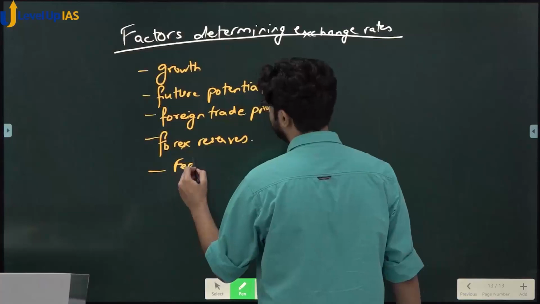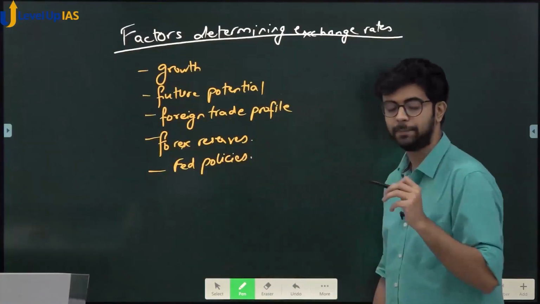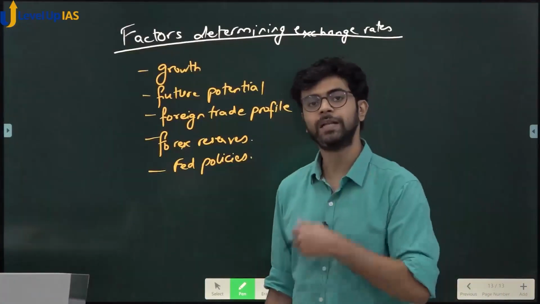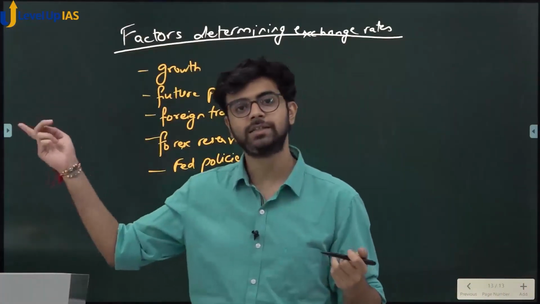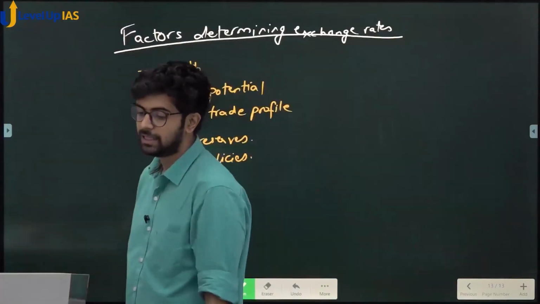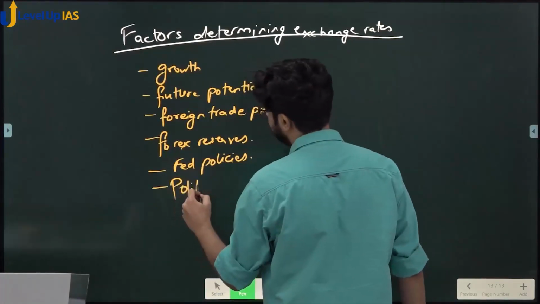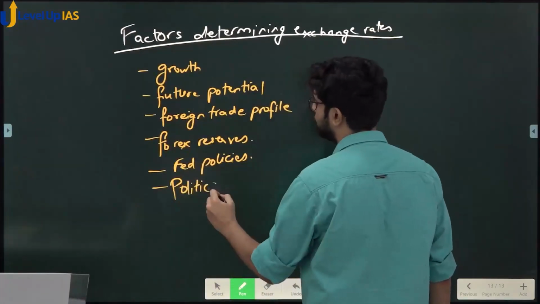Fed policies, US Fed policies, also affect our exchange rate, because in the case of the taper tantrum, money was pulled out due to their currency. So Fed policies also affect the exchange rate, or Fed policies also affect investment, right? Then finally, very good, political stability. Yes or no? I have not written 2-3 factors here because we are going to discuss them.